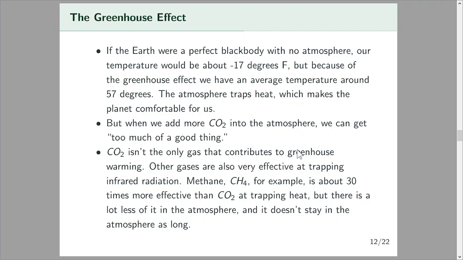Methane, for example, you'll occasionally hear about that in the news. It turns out it's about 30 times more effective than CO2 for trapping heat. But there's a lot less of it, and it doesn't stay in the atmosphere as long, so it's not as big a factor as CO2 is. But these other gases, which you'll hear about in the news, that's what they're talking about. They're talking about their ability to trap infrared radiation, and if their presence in the atmosphere is caused by us, and if it's increasing.